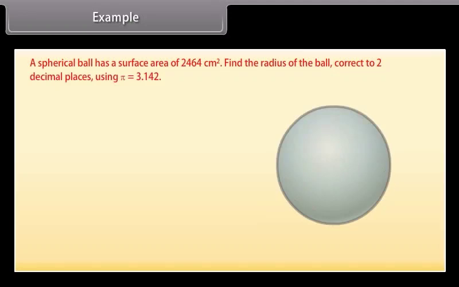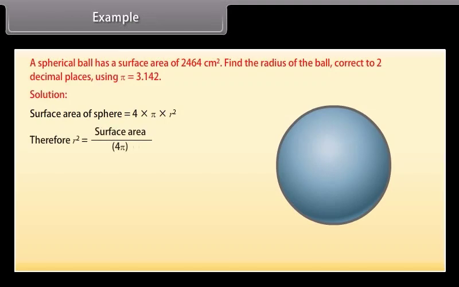Example: a spherical ball has a surface area of 2464 centimeters square. Find the radius of the ball, correct to two decimal places, using pi as 3.142. Solution: we know that surface area of sphere is equal to 4 into pi into r square. In order to find r, we need to isolate it from the equation above. Therefore, r square is equal to surface area upon 4 pi. r square is equal to 2464 upon 4 into pi.